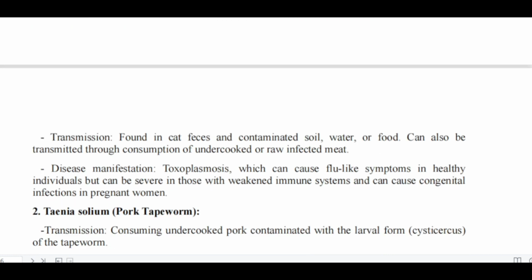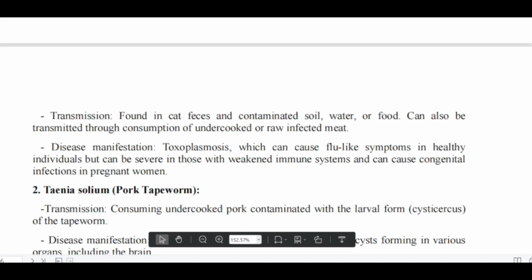Okay, now we look at the transmission of Toxoplasma gondii. It is found in cat feces and contaminated soil, water, and food, and can be transmitted through consumption of undercooked or raw infected meat. Manifestation of the disease: toxoplasmosis can cause flu-like symptoms in healthy individuals, can be severe in those with weakened immune systems, and can cause congenital infections in pregnant women.